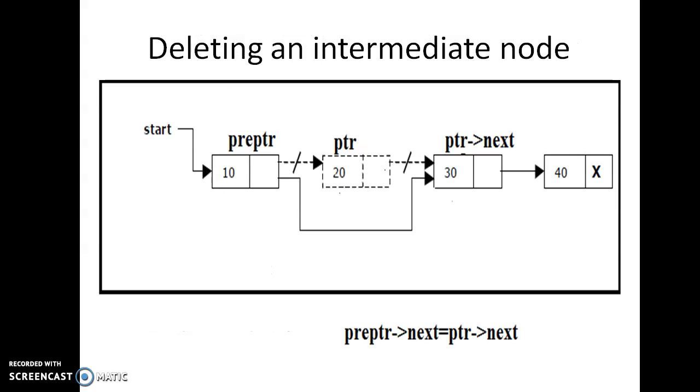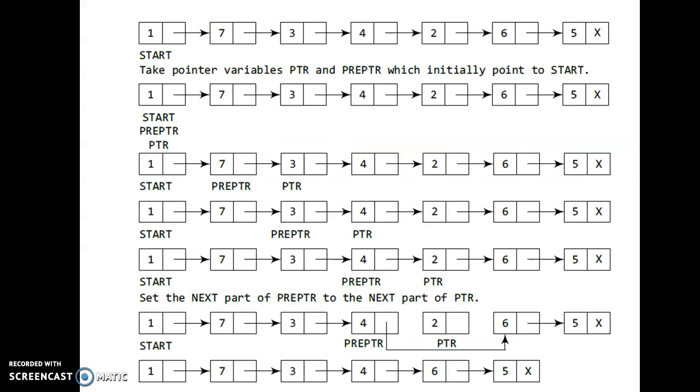Now we will go for deleting an intermediate node, any node that is present in the single linked list. For this purpose, we will take a detailed example. Suppose I want to delete the 2, that is, the element called 2. So initially I am starting the pre-pointer and pointer at the starting memory location, that means at the 1. Now I want to find out whether it is a 2 or not. It is not a 2.